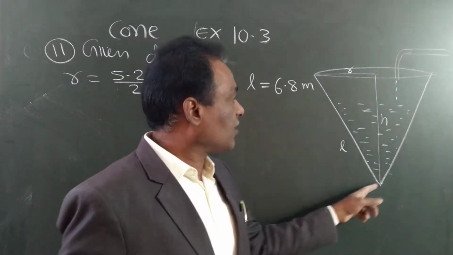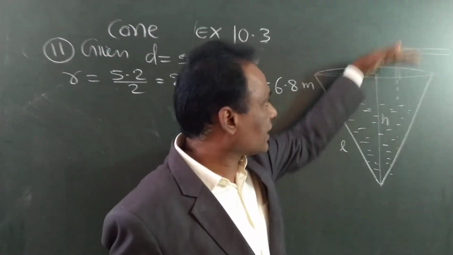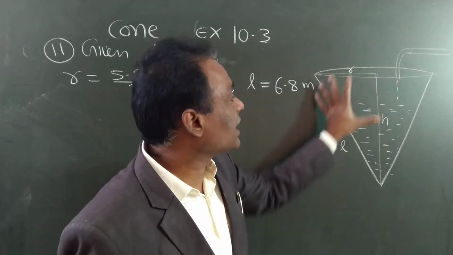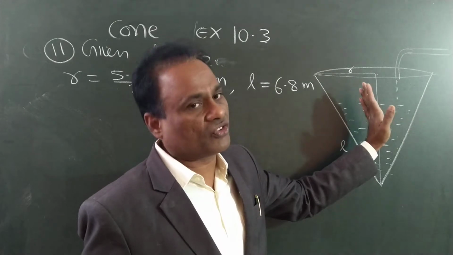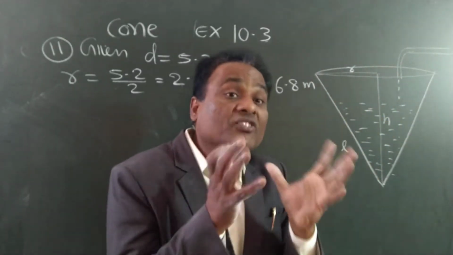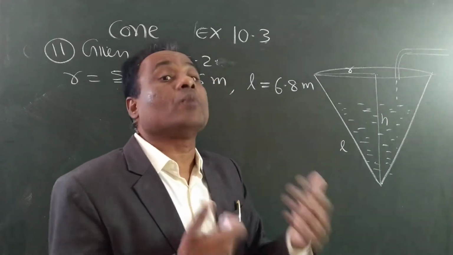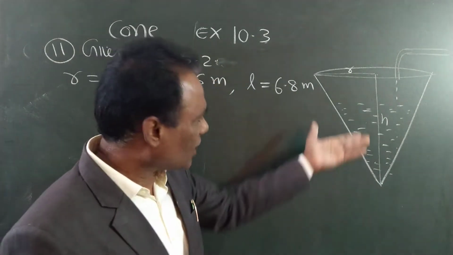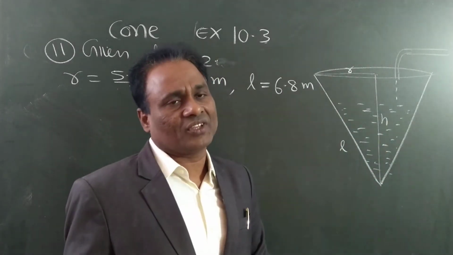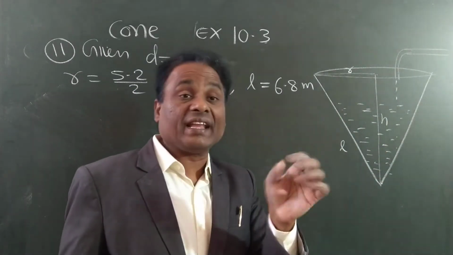Student, this is a conical vessel and we are pouring water into it. So how much water can we keep in this vessel? That is our question. How much water means nothing but the volume of water. Volume of water means volume of cone. Volume of cone formula is 1 by 3 pi r square h. So we require r and h values.